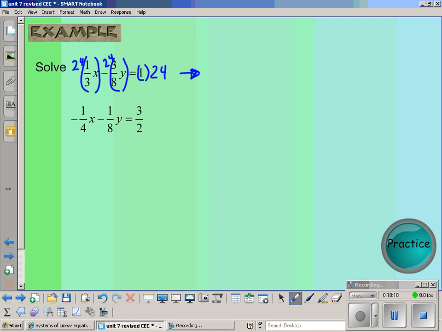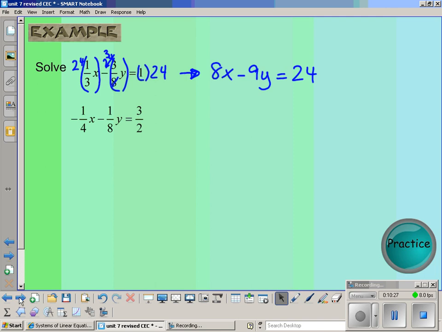24 times 1/3 is 8x. 24 times 3/8. 24 divided by 8 is 3. 3 times 3 is 9. So minus 9y equals 24.